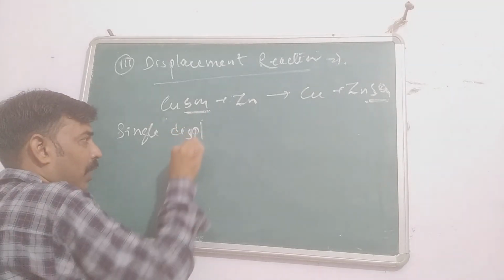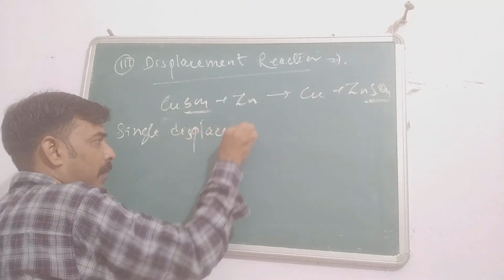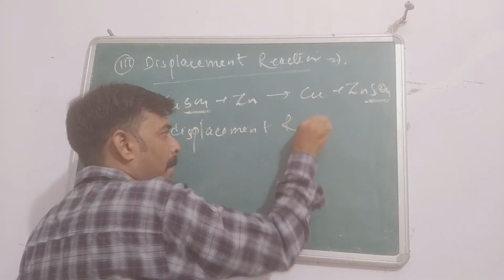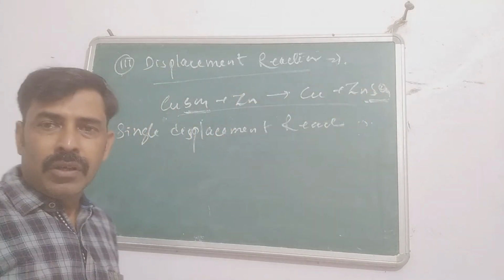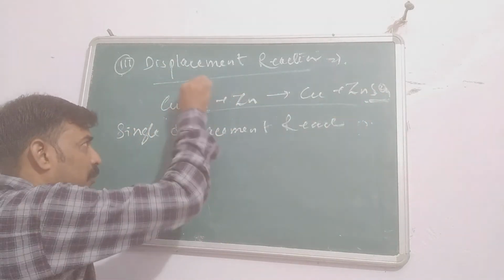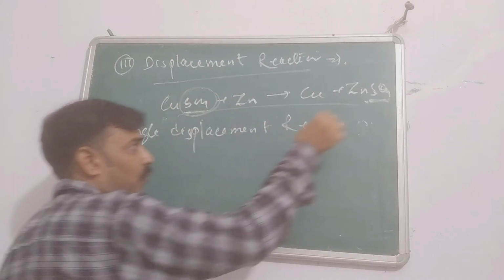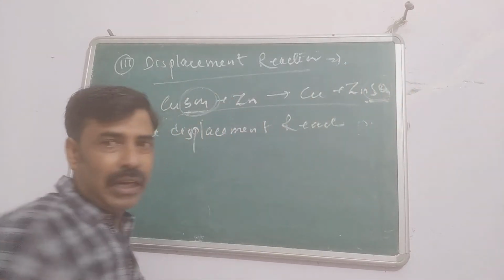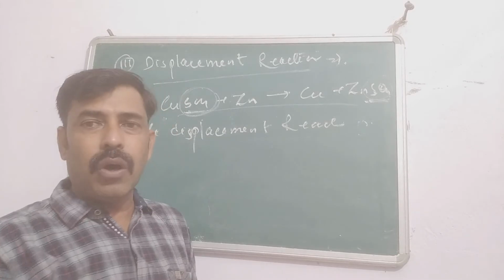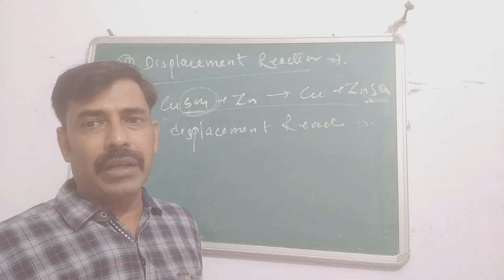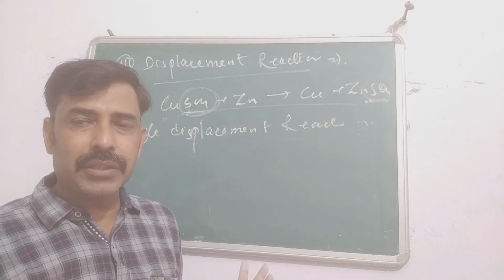So we are seeing first the single displacement reaction. The best example of the single displacement reaction is given above. Here you can see there is a displacement. The sulfate is displaced from one position to another position, and there is only one displacement, that is the displacement of the sulfate. No other displacement is taking place here. That is called the single displacement reaction.